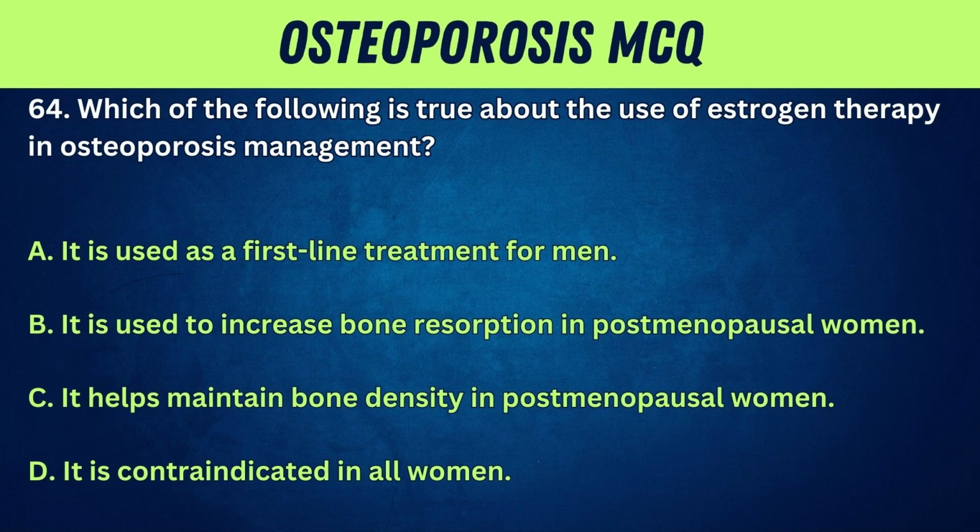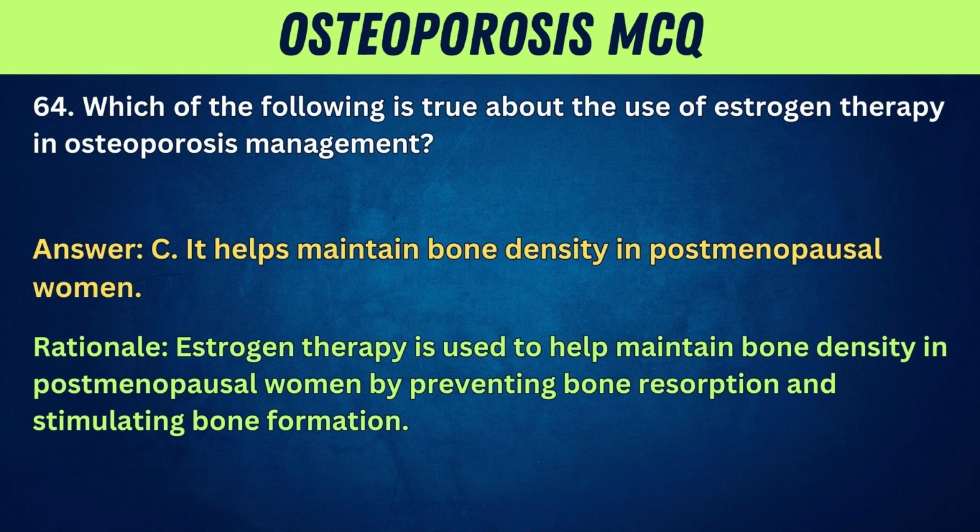Which of the following is true about the use of estrogen therapy in osteoporosis management? A. It is used as a first-line treatment for men. B. It is used to increase bone resorption in postmenopausal women. C. It helps maintain bone density in postmenopausal women. D. It is contraindicated in all women. Answer: C. It helps maintain bone density in postmenopausal women.